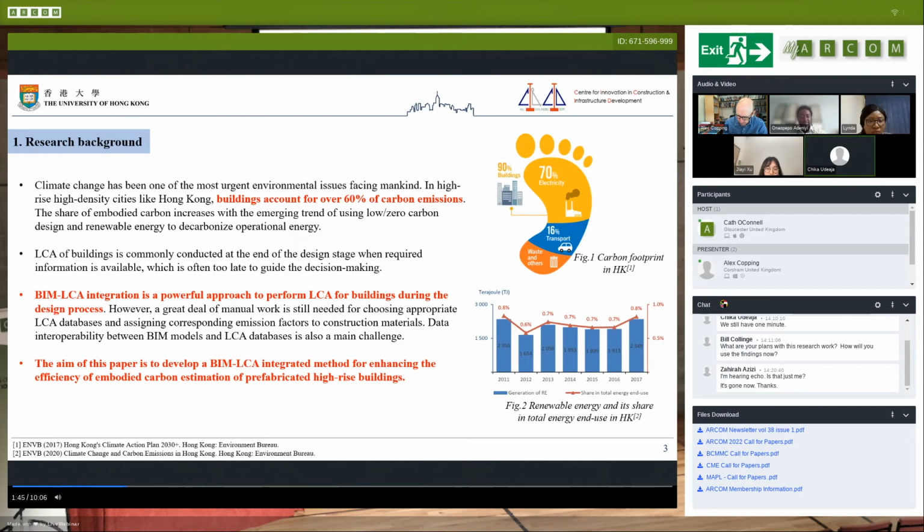However, a great deal of manual work is still needed, and the data interoperability between BIM models and LCA databases also remains a main challenge. The aim of this paper is to develop a BIM-LCA integrated method for enhancing efficiency of embodied carbon estimation of prefabricated high-rise buildings.